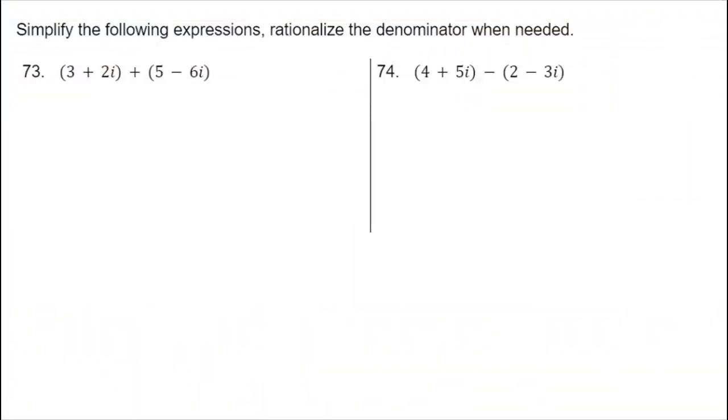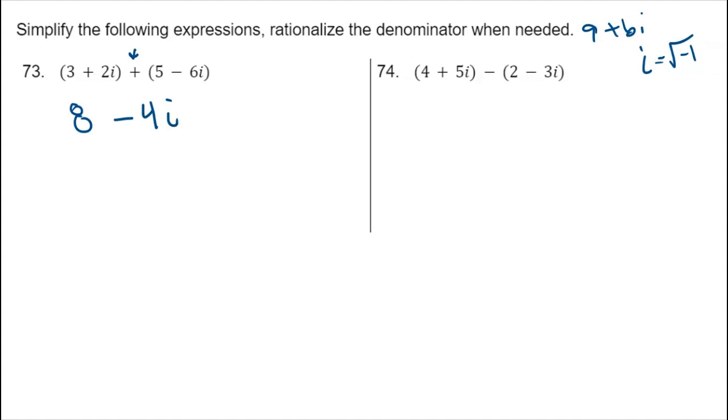All right, let's talk about how to simplify expressions involving i, the complex number. Complex numbers are numbers that are part real, part imaginary. So we have a plus bi, where a is the real part, b is the imaginary part, and of course i is the square root of -1. When you're adding complex numbers, all you have to do is add the real parts and add the imaginary parts. It's that simple. So 3 plus 5 is 8. 2i plus -6i is -4i, and just like that, we're done.